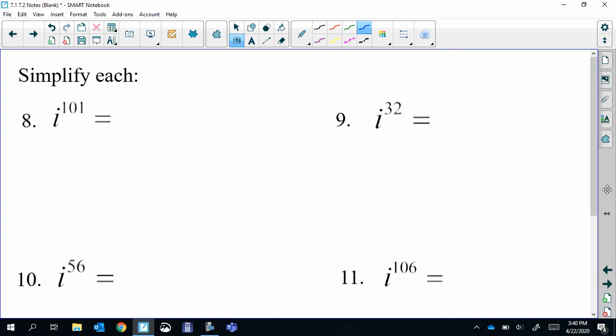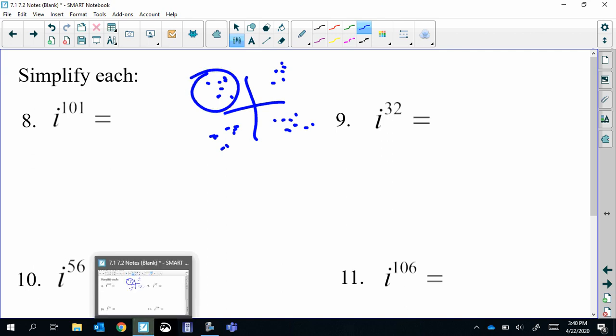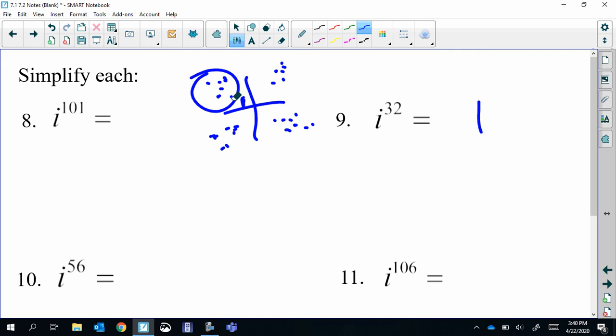Well, if they're small enough, we can do them the counting way. You could count it out: 1, 2, 3, 4, 5, 6, 7, 8, 9, 10, 11, 12, 13, 14, 15, 16, 17, 18, 19, 20, 21, 22, 23, 24, 25, 26, 27, 28, 29, 30, 31, 32. And you just have to remember what was in that quadrant. It was i, 1, i, 1. So the answer is 1. And that was positive there, so it's +1.